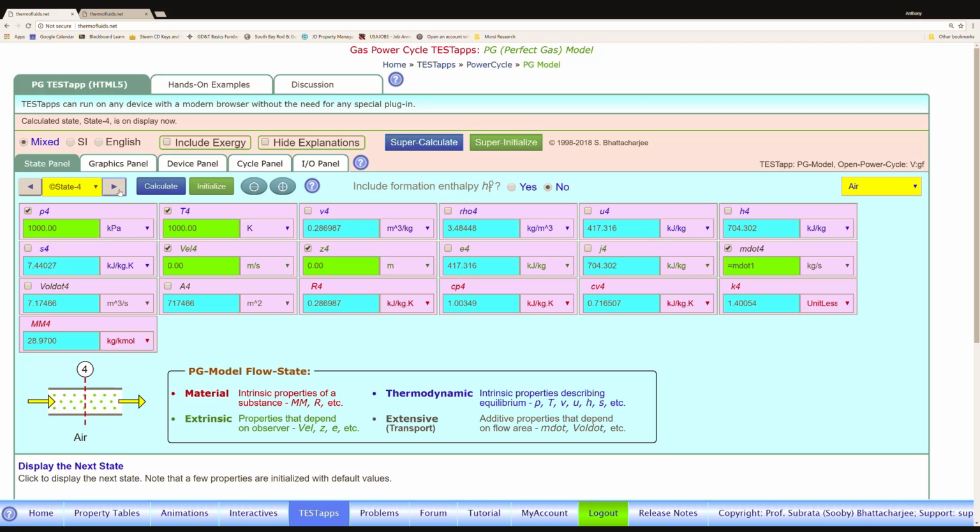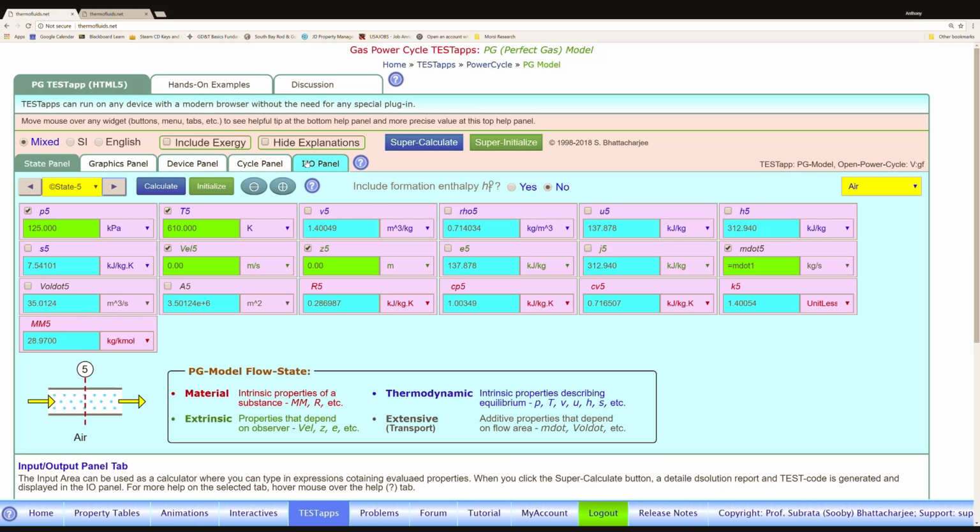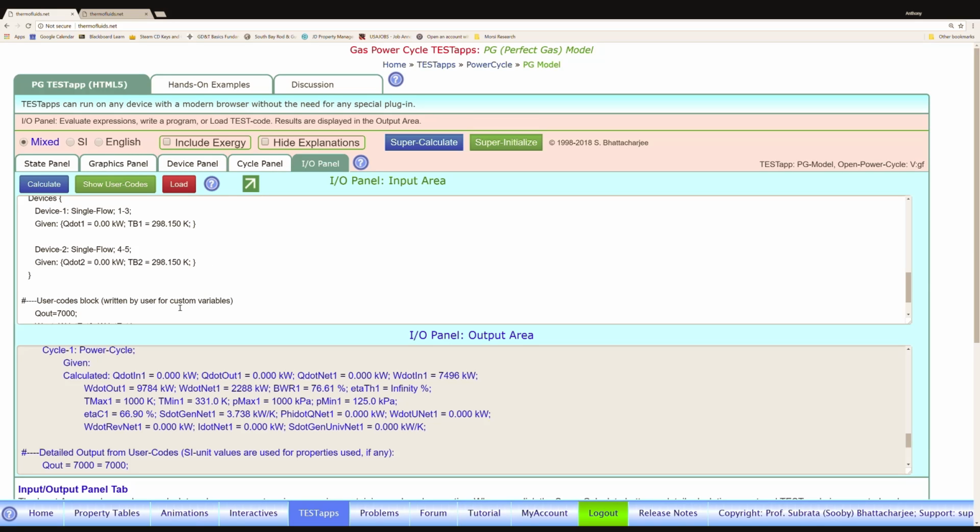State 4 is a turbine inlet, and the pressure was given as 1 megapascal or 1000 kilopascal. The temperature was also given as 1000 Kelvin. State 5 is the turbine exit, and the pressure was given in the problem statement as 125 kilopascal, and the temperature was given as 610 Kelvin. In the I/O panel, I have defined Q out as 7,000 kilowatts.